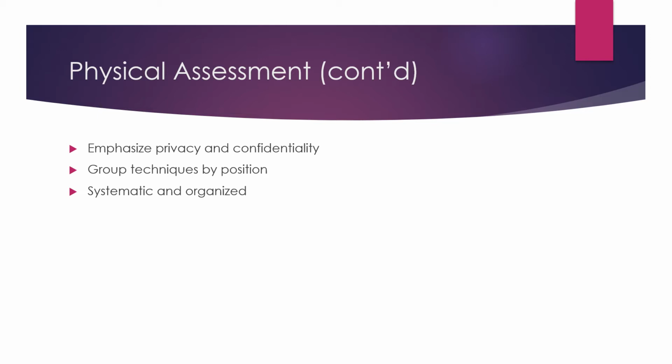A good way to organize your physical assessment is to group techniques by position to keep that assessment systematic and organized. So you want to move from the head to the toe. You want to focus on the head, moving down to the eyes, the ears, the nose, the throat, palpating the glands of the neck, the thyroid, and move down into the respiratory and the cardiac system, and so on and so forth. You don't want to look at their eyes and then jump down and look at their feet. You want it to have a nice, progressive, systematic flow to your exam.